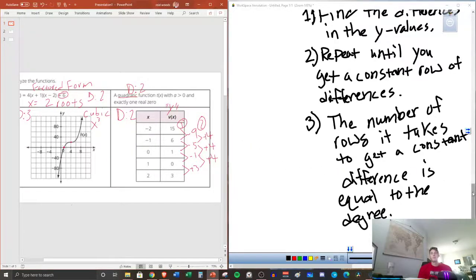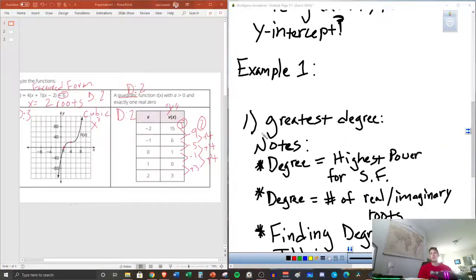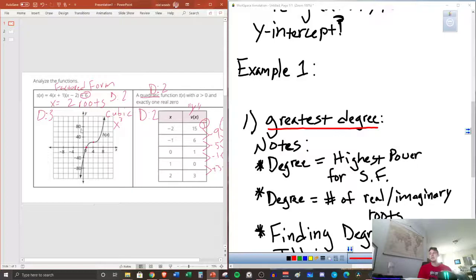So when we ask this question here, what is the greatest degree? That's what we wanted to know. Well, it would be which function has the greatest degree? That would be h of x, because it has a degree of 3.